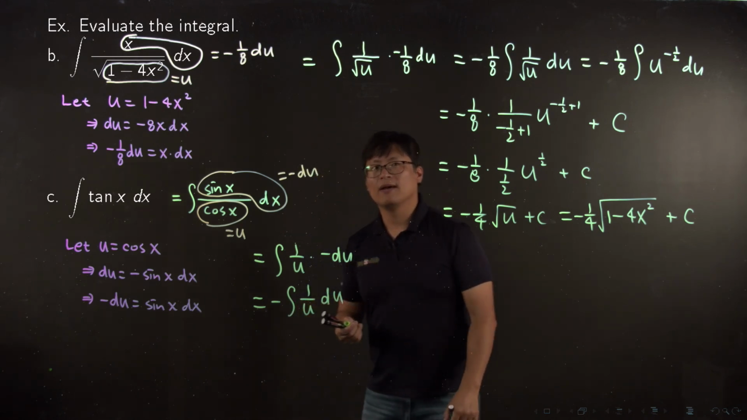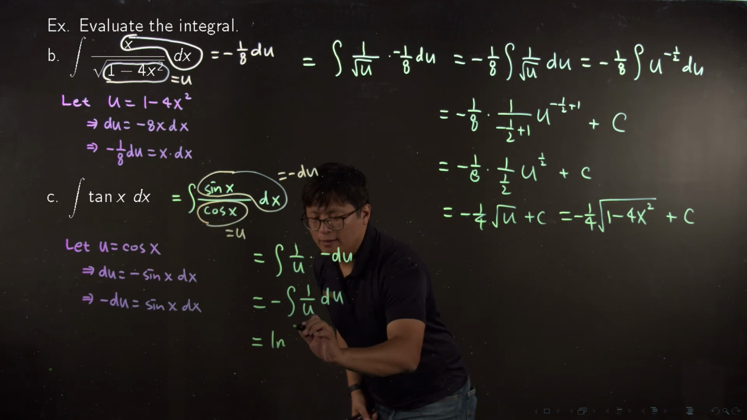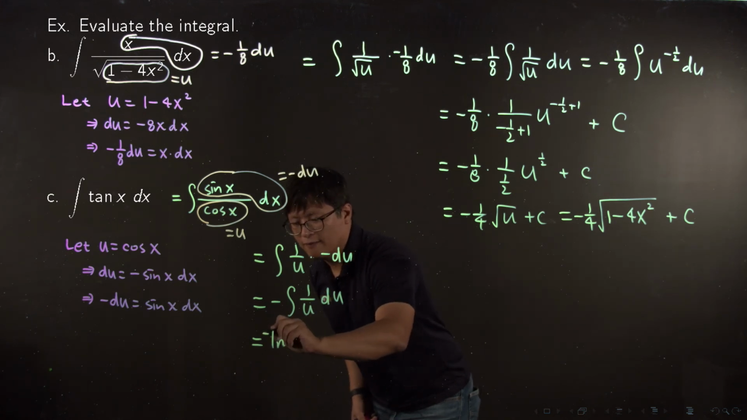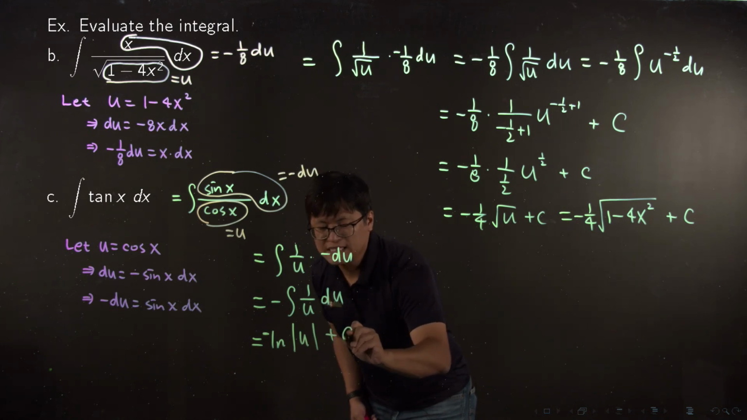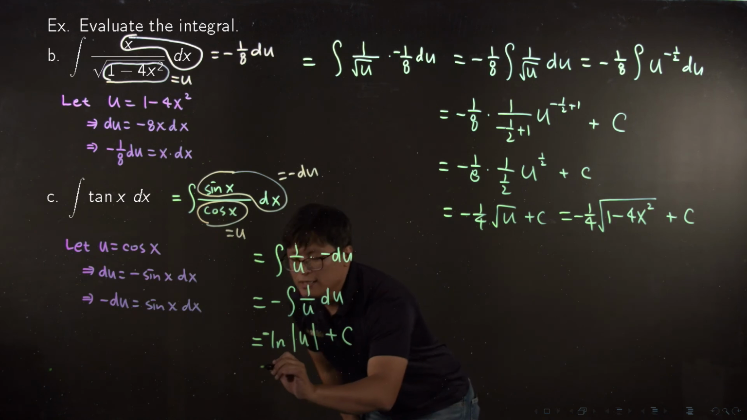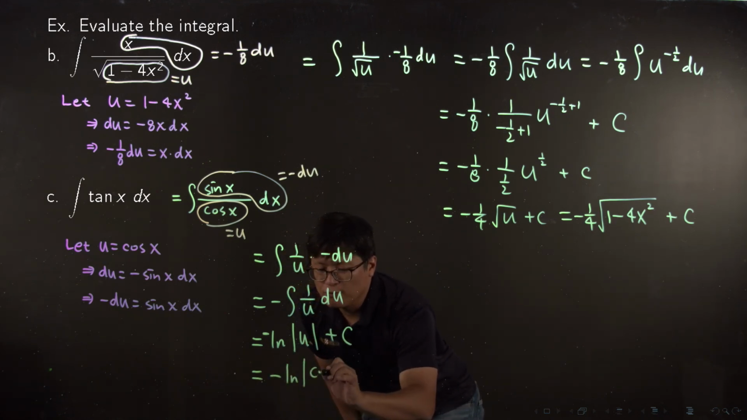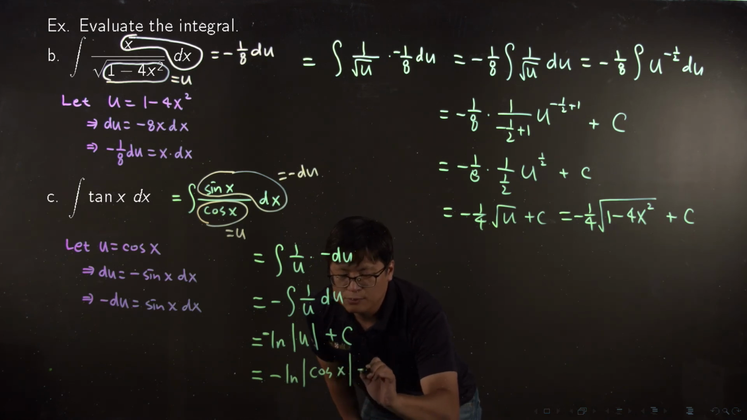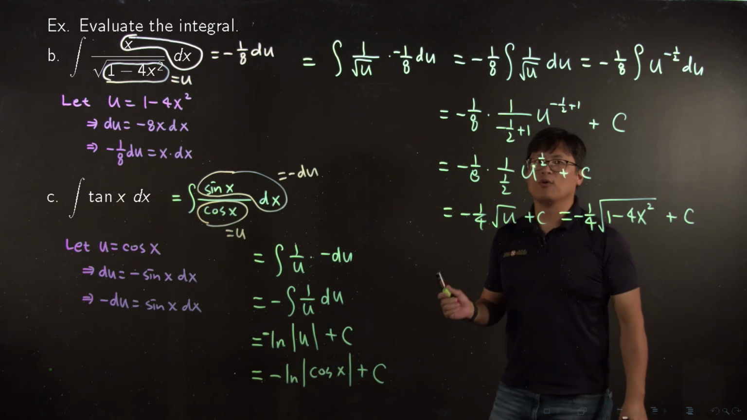What is this? It is natural log, right? Negative ln absolute value of u plus c, right? Then it is time to replace back with cosine x, right? So finally, it is equal to minus ln absolute value of cosine x plus c. This is the indefinite integral of your tangent function.